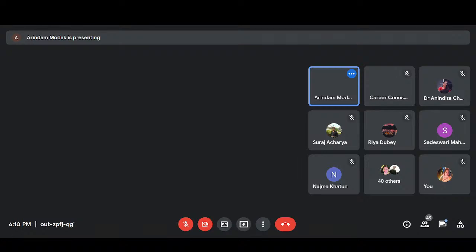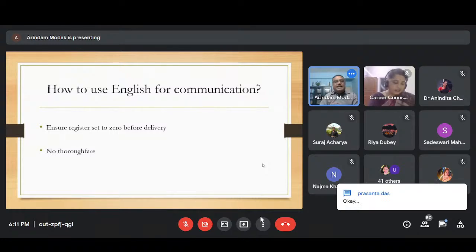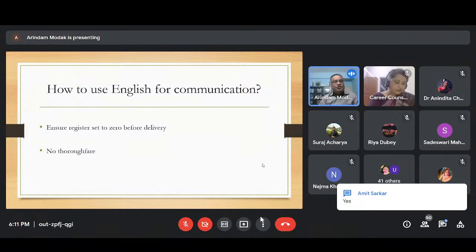So let me tell you that it is at the refueling stations, or popularly known as petrol pumps. It is at petrol pumps or refueling stations that you find this sentence. Ensure register set to 0 before delivery. Now try to understand what is the purpose of this sentence. So it is a kind of notice, isn't it? It is a notice for the customers that you have to ensure that the register is set to 0 before petrol or diesel fuel is delivered to your vehicle. So this is the message that those refueling stations want to communicate.